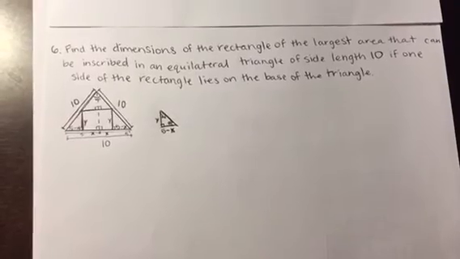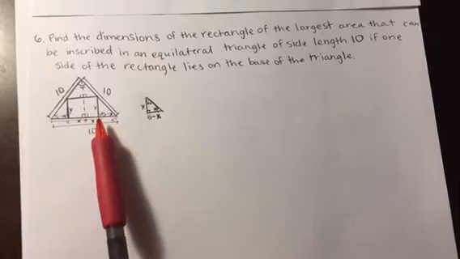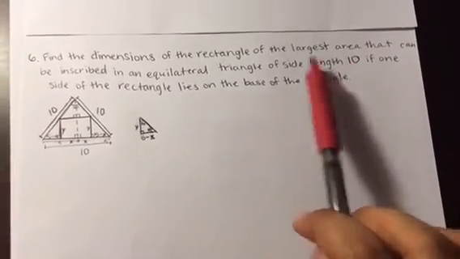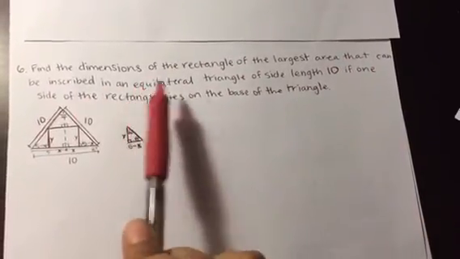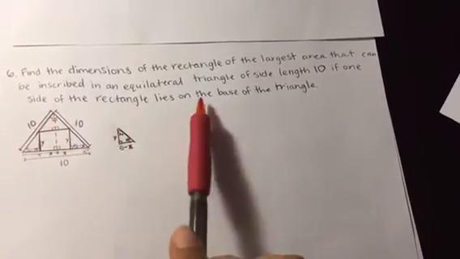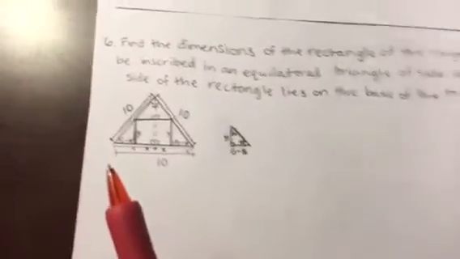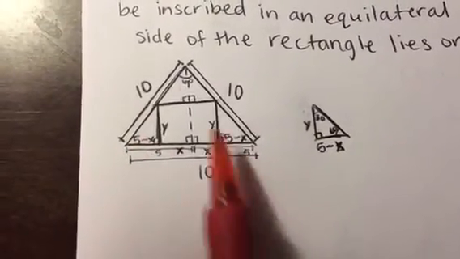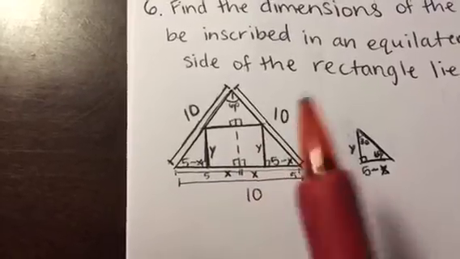Okay, so for these types of problems, again, since it's a word problem, it's best to draw a picture. So the information that we're given in the problem is find the dimensions of the rectangle of the largest area that can be inscribed in an equilateral triangle of side length 10 if one side of the rectangle lies at the base of the triangle. So we have our triangle, and each side is 10 since it's an equilateral triangle, and then we have our rectangle inscribed inside.